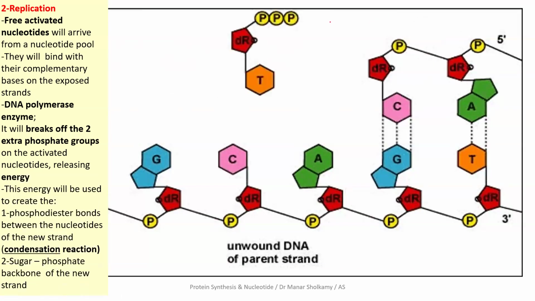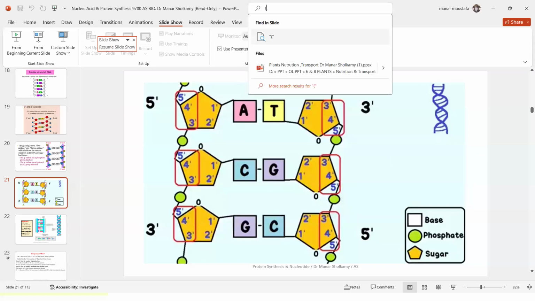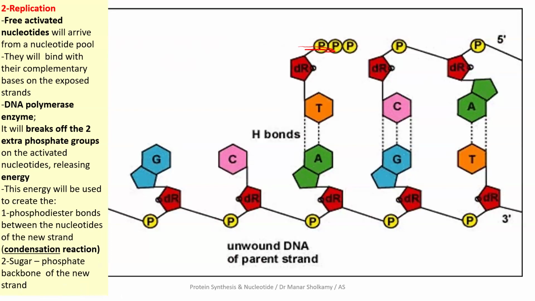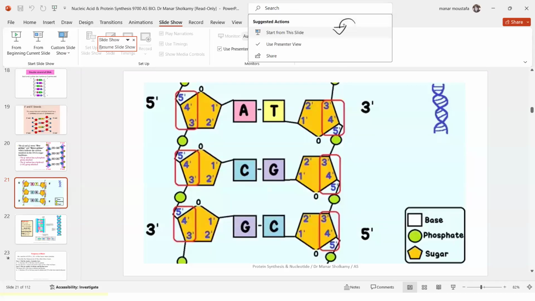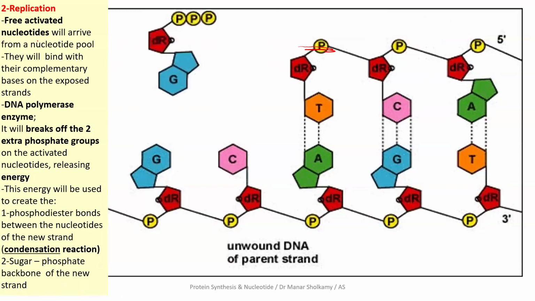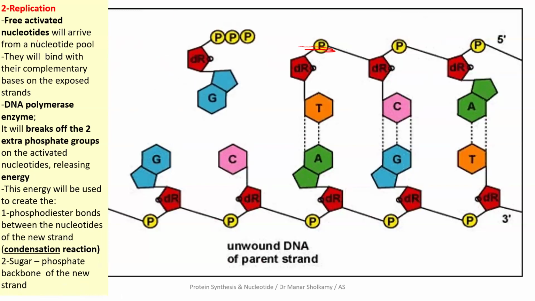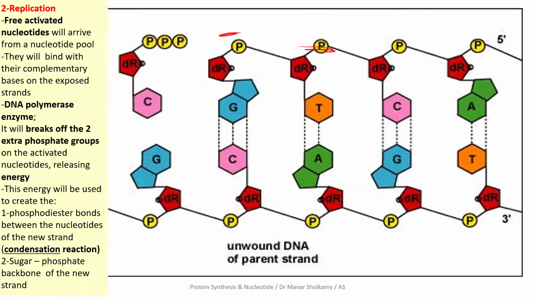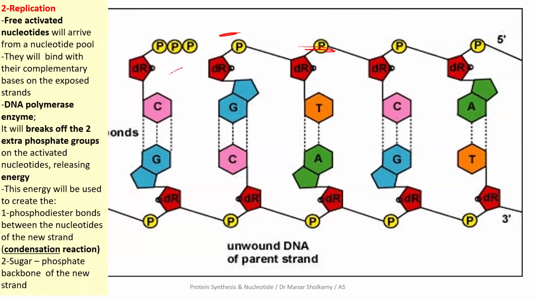So the free activated nucleotide has 3 phosphate groups. It has 2 additional phosphate groups. These 2 additional phosphate groups are the groups that activated the nucleotide. And who is going to break off these 2 phosphate groups? The DNA polymerase enzyme. When these 2 phosphate groups are broken, they release energy. And this is the energy that is needed to create the phosphodiester bond.